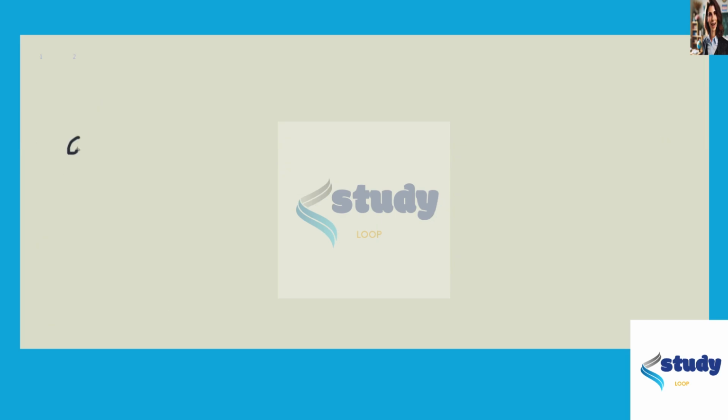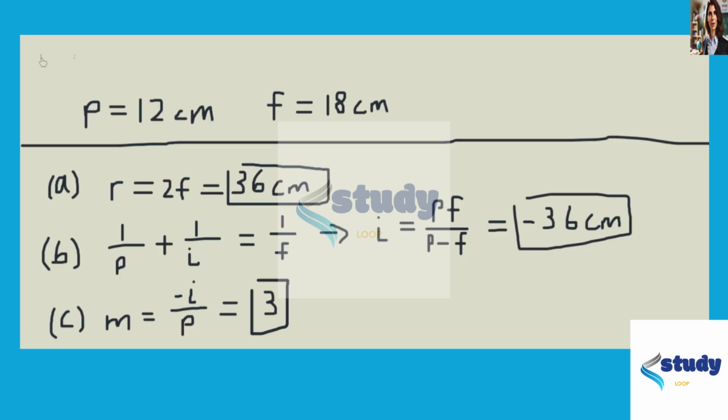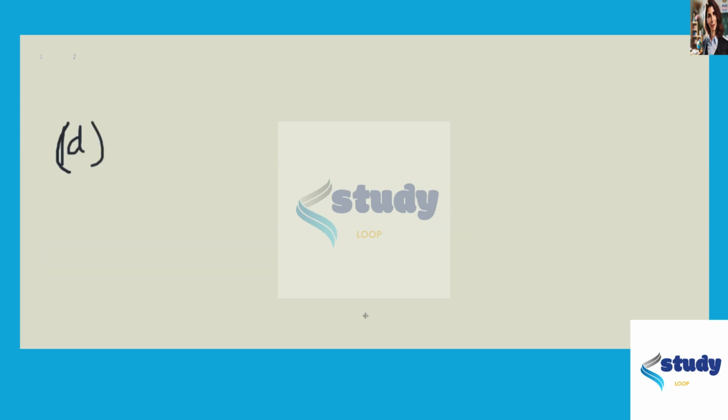Part D wants to know if the image that is formed is real or virtual. So in order to solve that, we just simply have to look at the sign of the value for the image distance in part B. It's negative. So since it's negative, that means it's formed on the opposite side, or a virtual image. So we can say since i is negative, that image is virtual.